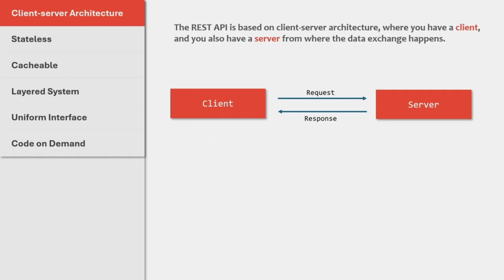That means that a REST API application will have a client. The client will make a request to the API. The API will be hosted on the server. So when a client makes a request to the API on the server, that API will handle that request. It will process that request. It will create a response, and it will send it back to the client.